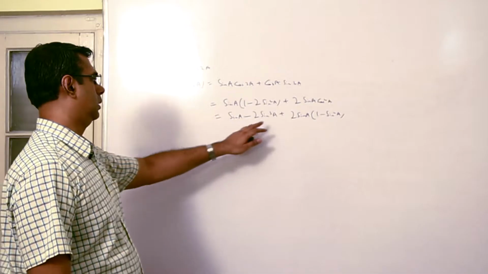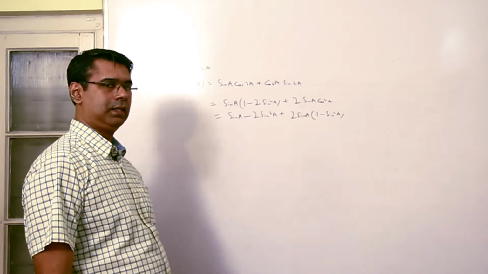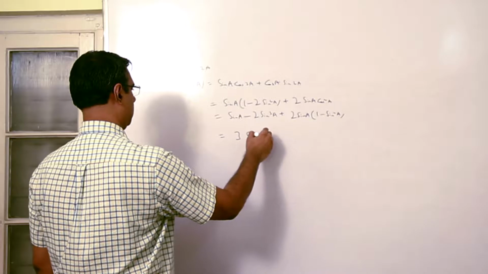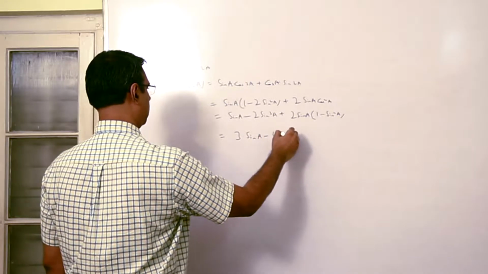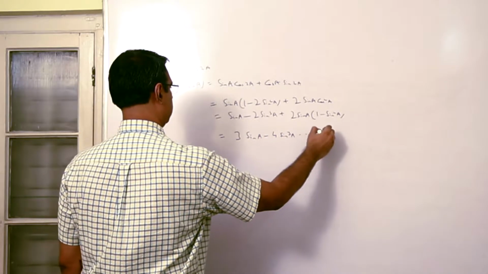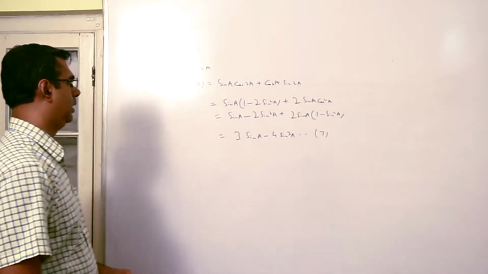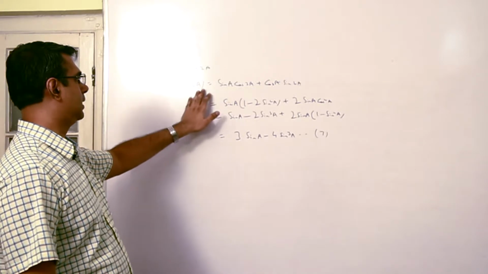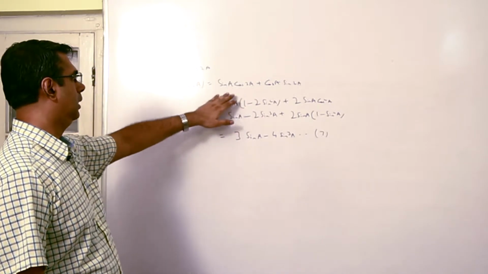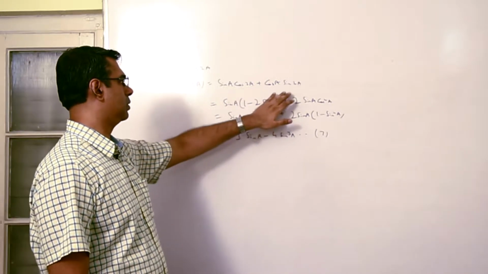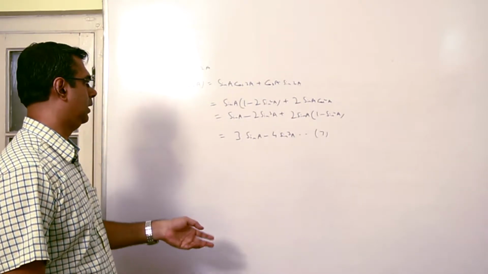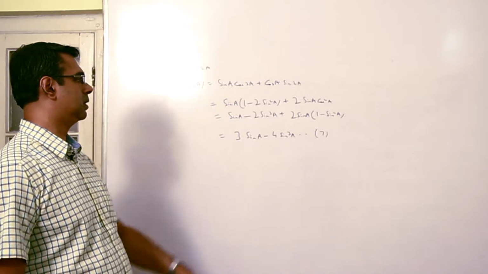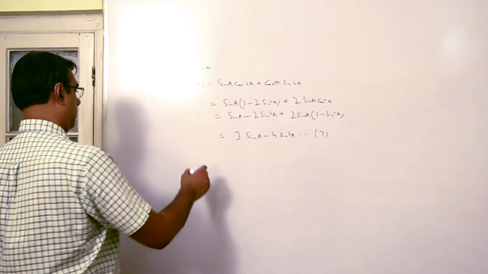So 2 sin a cos square a, if you write it as 1 minus sin square a, the end result is 3 sin a minus 4 sin cube a. This is formula number 7. So I repeat again, you write sin 3a in this manner, write cos 2a as 1 minus 2 sin square a, sin 2a as 2 sin a cos a, convert cos square a to 1 minus sin square a, and this is the formula number 7.